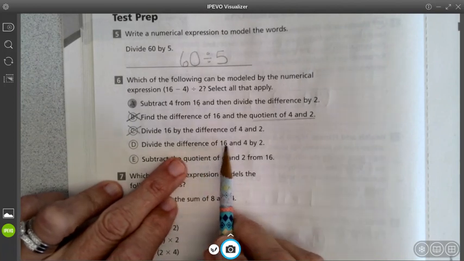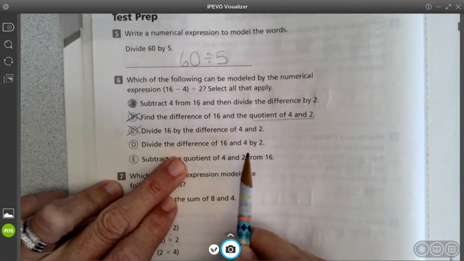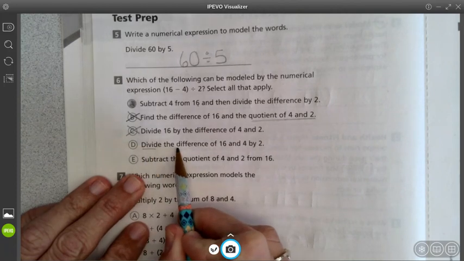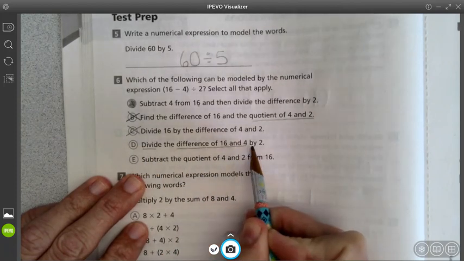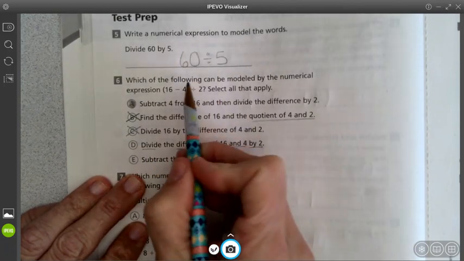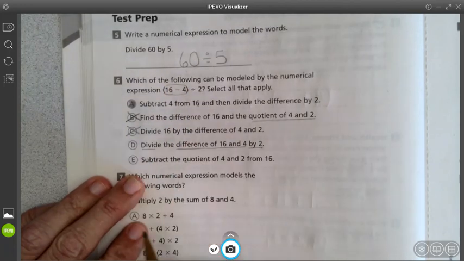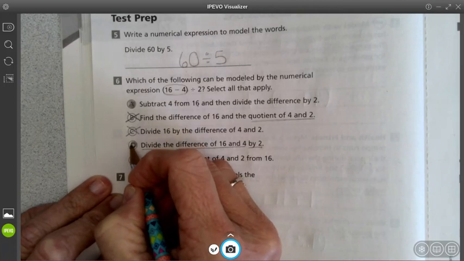Divide the difference of 16 and 4 by 2. Okay, now they've changed this around. So I'm going to divide the difference of 16 and 4 by 2. So here is the difference of 16 and 4, and I am going to divide it by 2. That's a good choice.